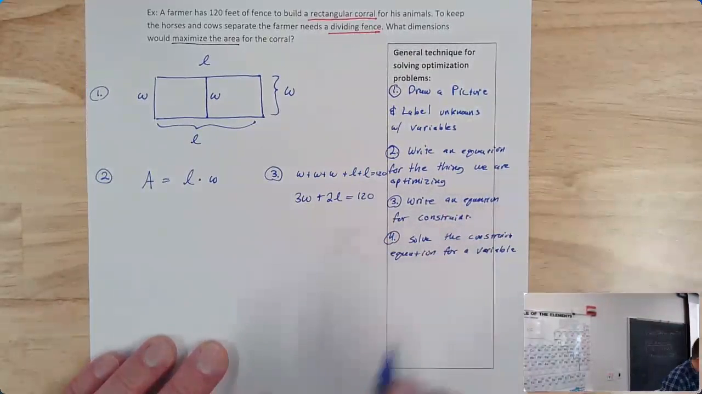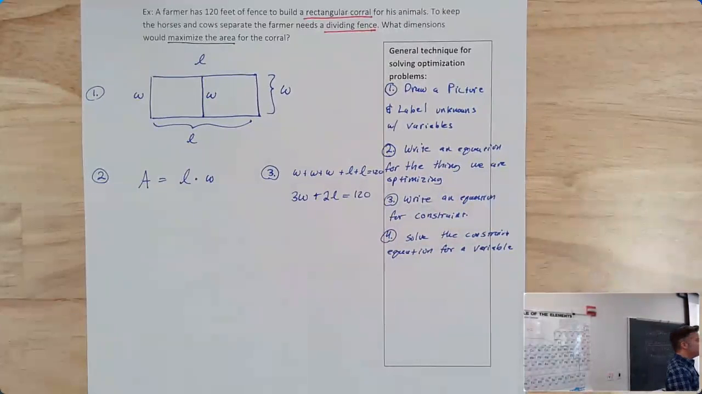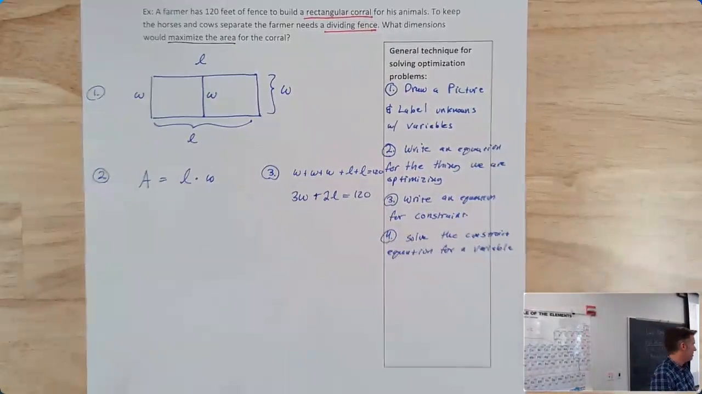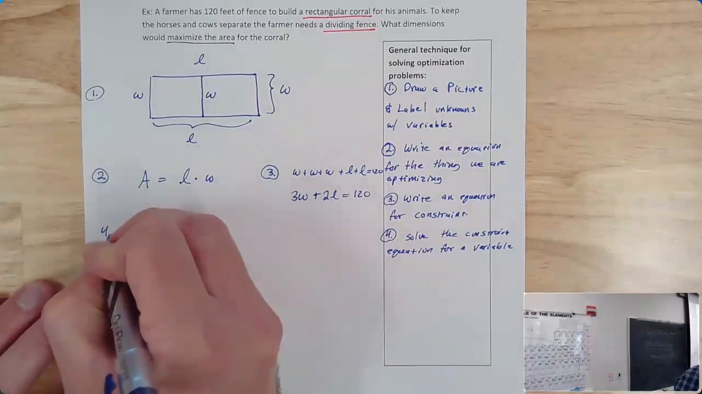Sometimes the choice is obvious. Sometimes the choice is not. In this problem, either choice is fine. You could take your constraint equation and isolate L. You could take your constraint equation and isolate W. Either way will work out. I don't see a better choice here. Either way, I'm going to have to get a fraction in some way, shape, or form, so it doesn't really matter which one I choose. So let's go ahead and pick L.